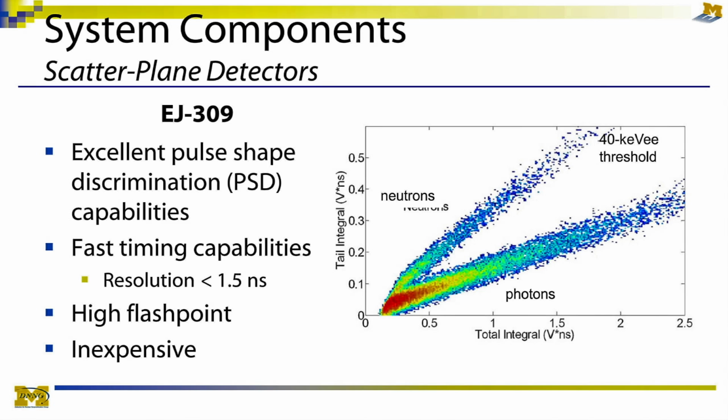Well, we do this by comparing the total integral of the pulses created in our detectors to the integral of their tails. Neutrons deposit their energy more slowly than photons, which yields a larger tail integral. By using this technique called pulse-shape discrimination, we can effectively tell what an incident particle is.